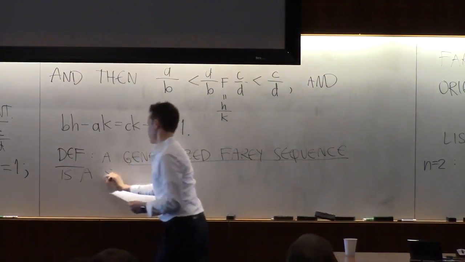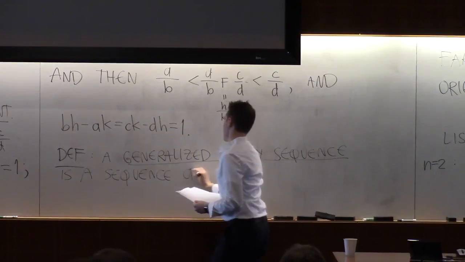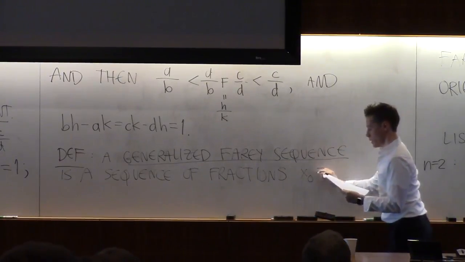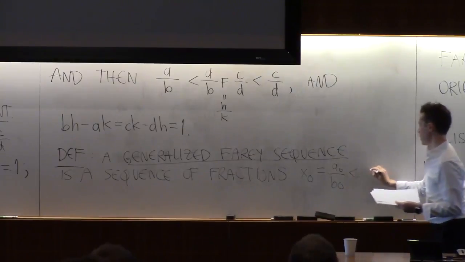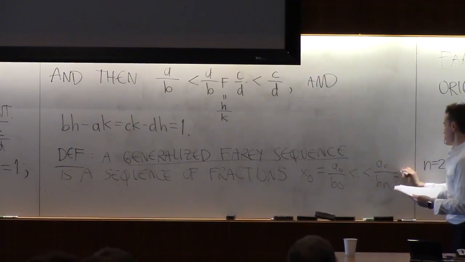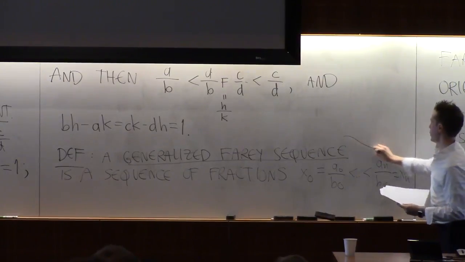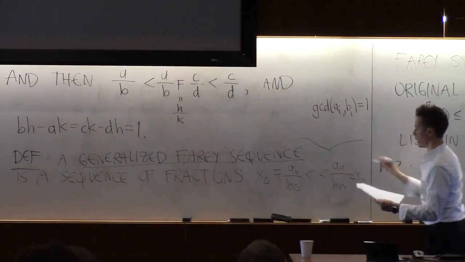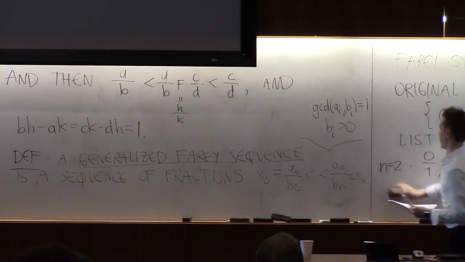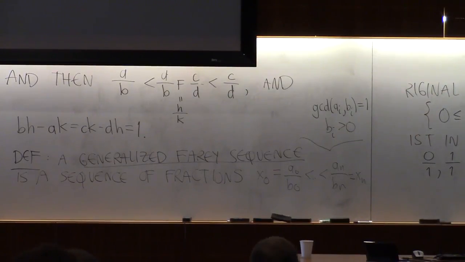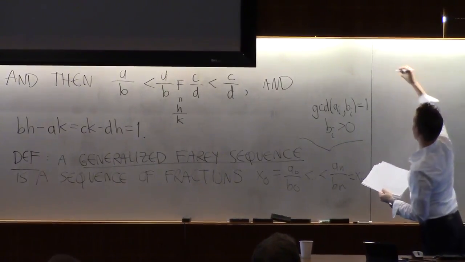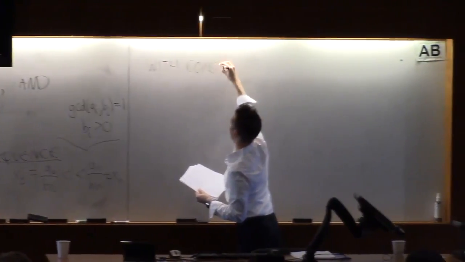This is a sequence of fractions x0 equals a0 over b0 is less than ... is less than an over bn, which is xn. I ask for those fractions to have the property that the GCD of numerator and denominator is equal to 1, to avoid trivialities. I always write my fractions with positive denominator. And I ask for consecutive terms to satisfy this Farey condition.